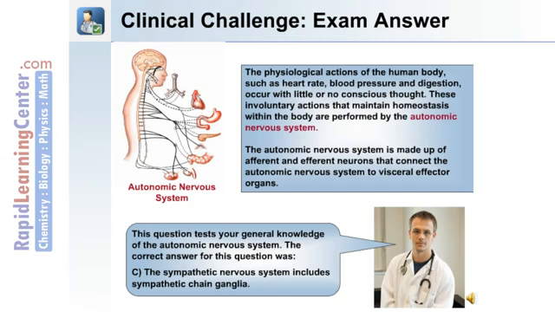Here's the answer to the question. This question tests your knowledge of the different divisions of the autonomic nervous system. The correct answer for this question was C. The sympathetic nervous system includes sympathetic chain ganglia.